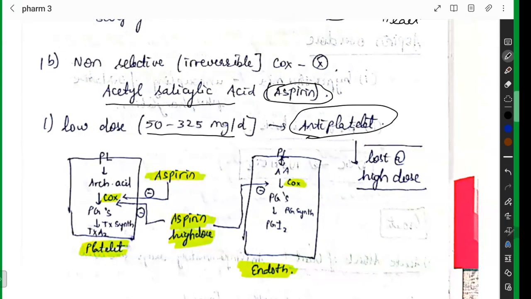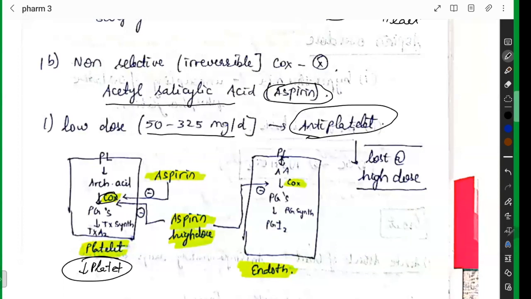Aspirin, at the low dose, is going to inhibit your COX. You know that COX helps in prostaglandin formation, including thromboxane A2. Thromboxane A2 causes platelet aggregation. Now you are going to prevent thromboxane A2 formation. That is going to lead to a decrease in platelet aggregation, and that is going to make it an antiplatelet drug. So aspirin at the lower dose, 50 to 325 mg, is going to act as an antiplatelet drug.